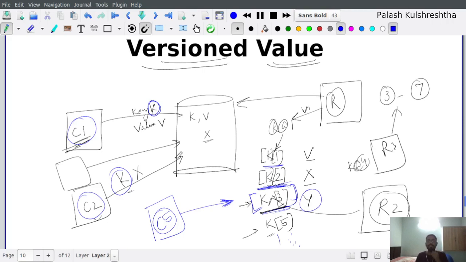Generally, these types of functionalities are not written from scratch by database creators or system creators. They use ready-made, off-the-shelf systems like RocksDB or BoltDB to get these functionalities out of the box.